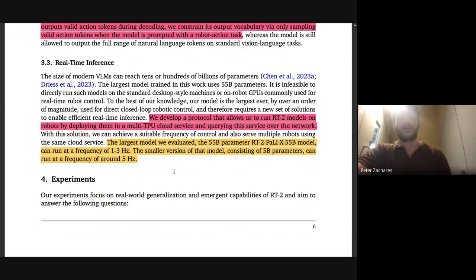That takes a while, and I think a lot of robots operate at something like 50 hertz, or what seems normal is something quite quick. So you do multiple actions per second. But when you have these massive models that you're using to control them, that creates a massive bottleneck for controlling them quickly. And so they said that they had to deploy a multi-TPU cloud service and query the service over the network. So they had to create quite a specialized system just to be able to run these models fast enough at inference time to use them. And they were able to achieve a frequency of 1 to 3 hertz, or for smaller versions, 5 hertz. And that's why if you looked at the videos, they were sped up by 2x or by 4x.